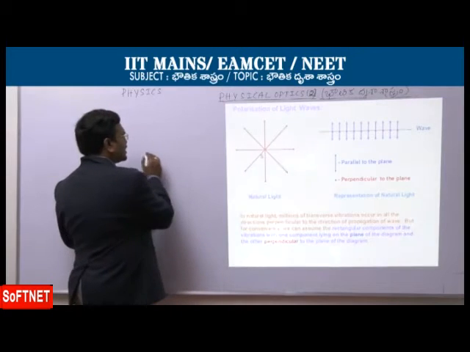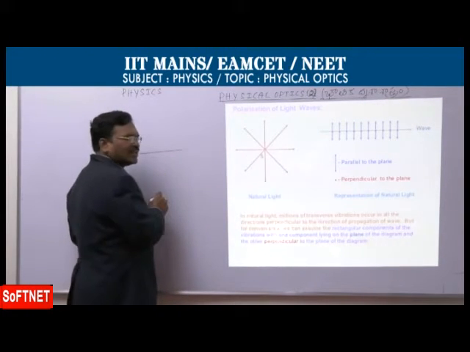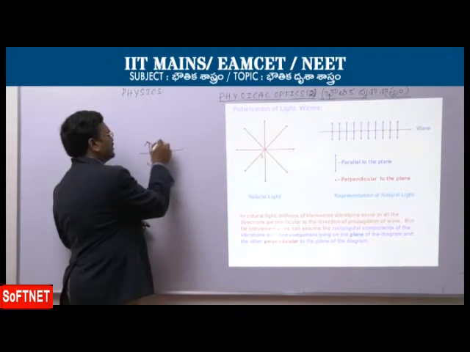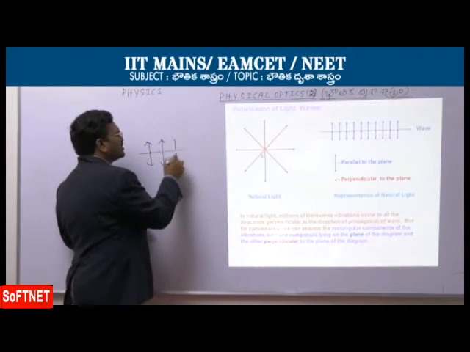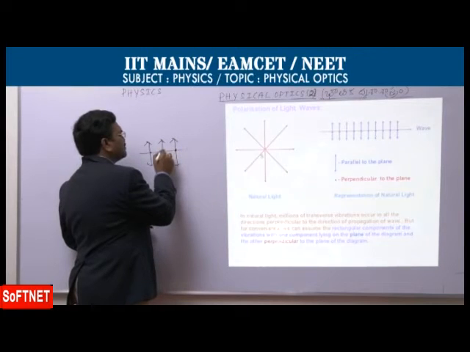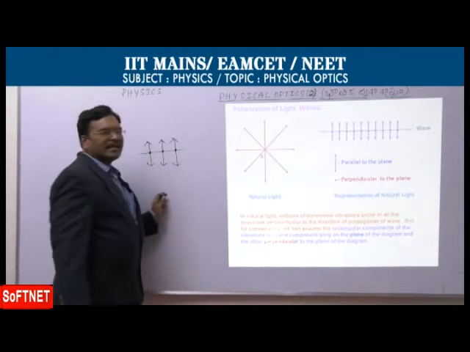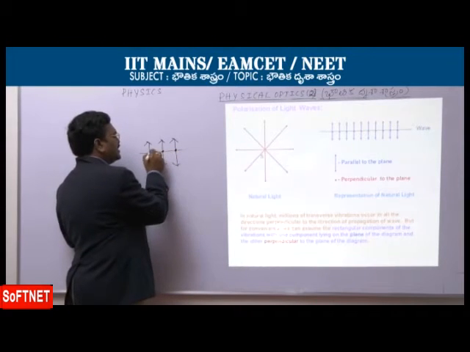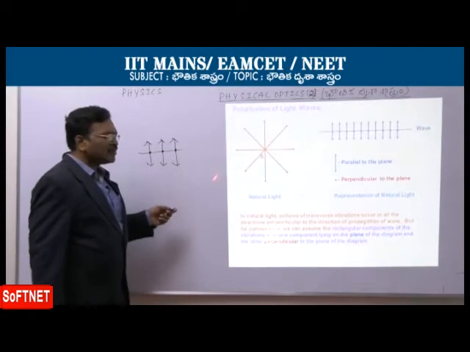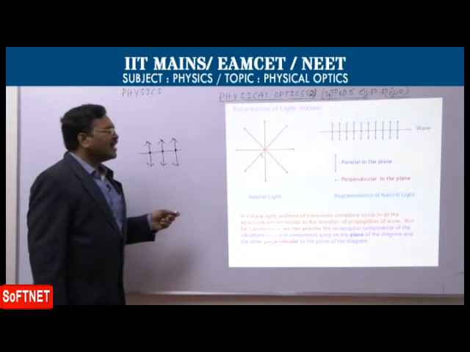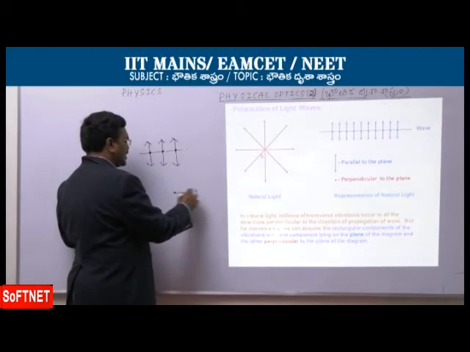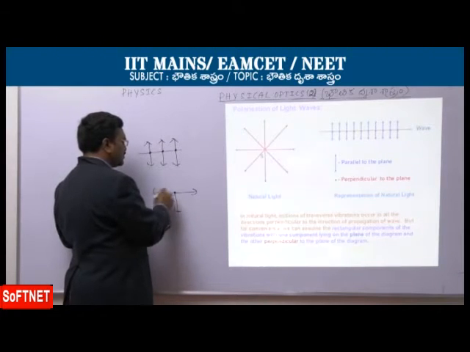Now, in an electromagnetic wave, in ordinary light, the electric field vector vibrates in all directions like this. This unpolarized light is represented by dots with double-headed arrows, or stars like this. Natural light is unpolarized light.